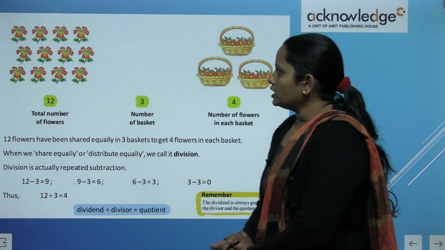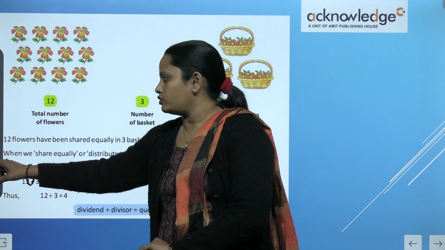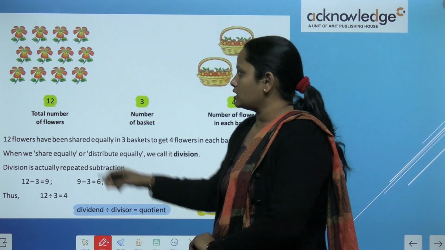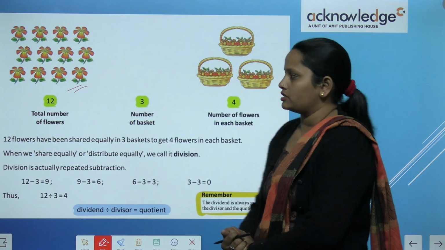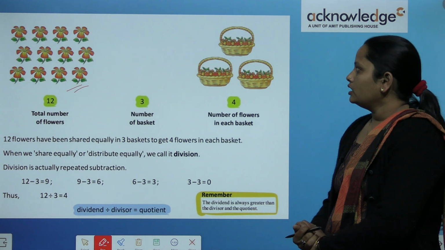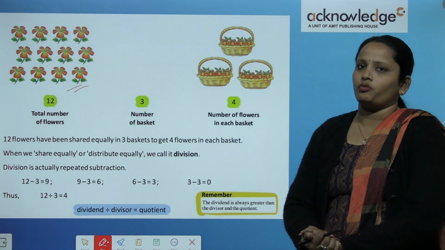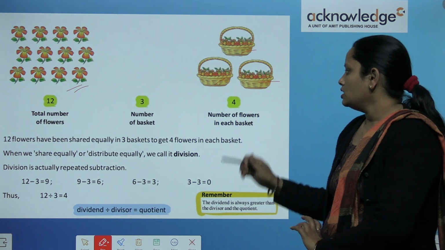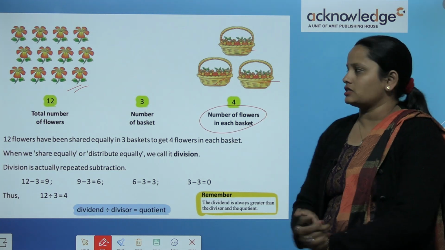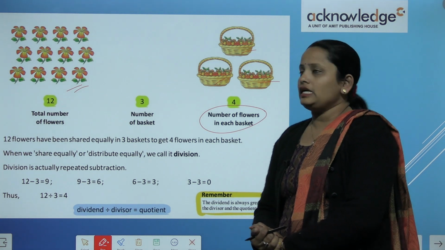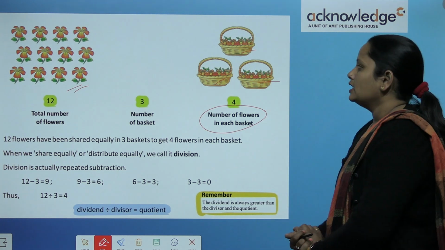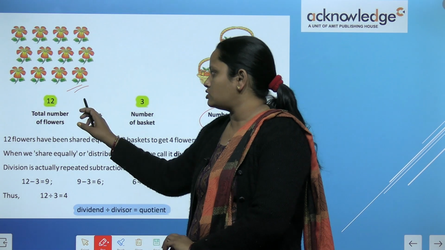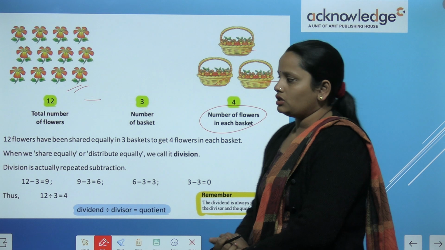Now, you can see there are so many flowers in front of you. There are total 12 flowers here. Now, there are 3 baskets. You can see 1 basket, 2 basket and 3 basket. Number of flowers in each basket. हर basket में आपको equal amount of flowers रखने हैं. So what we are going to do? We are going to divide this 12 by 3.